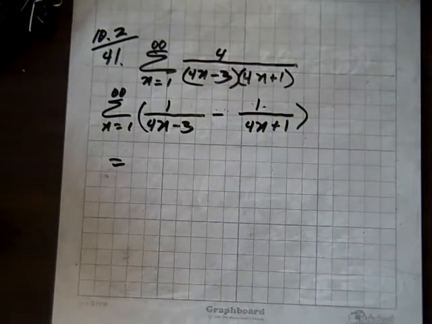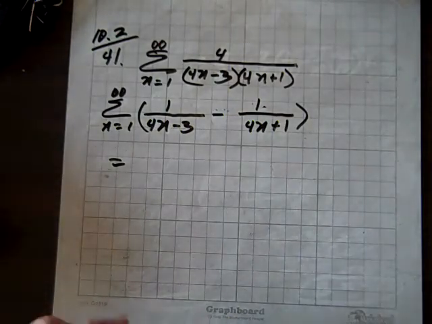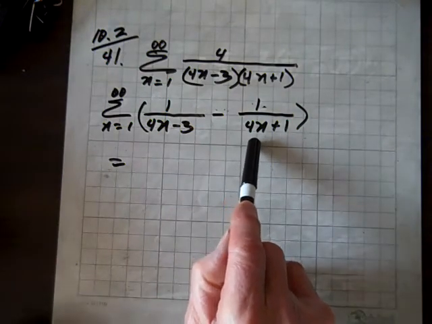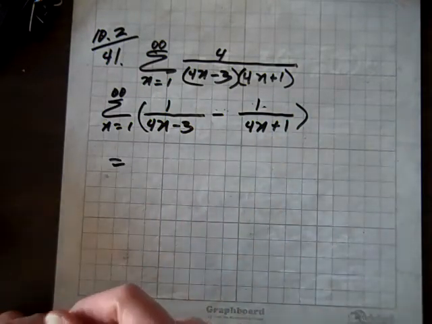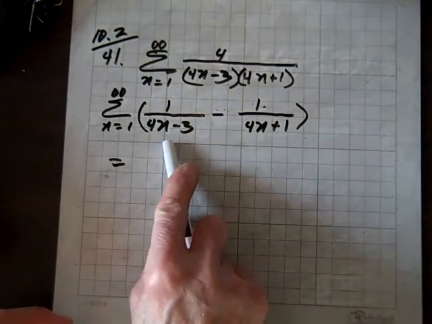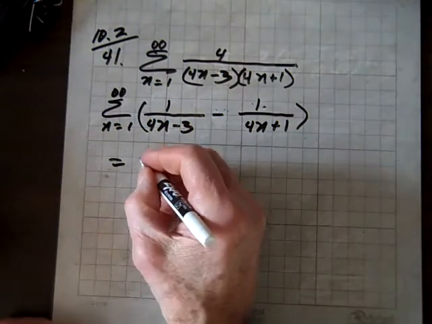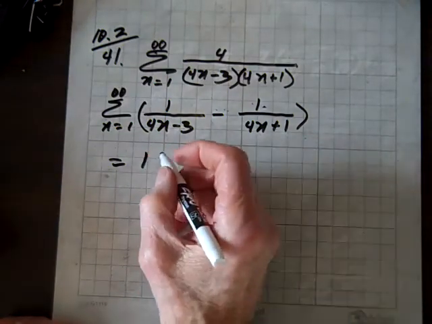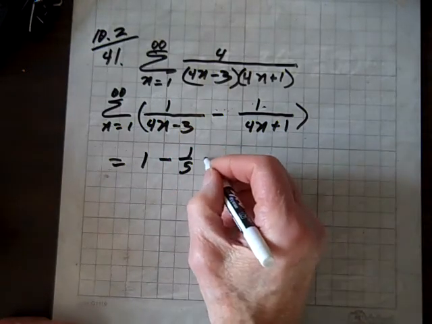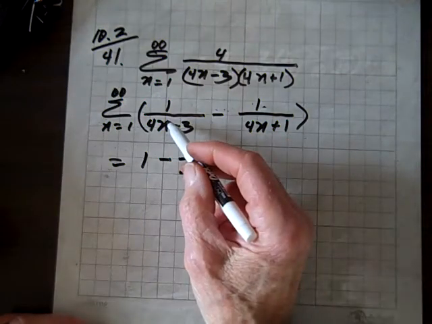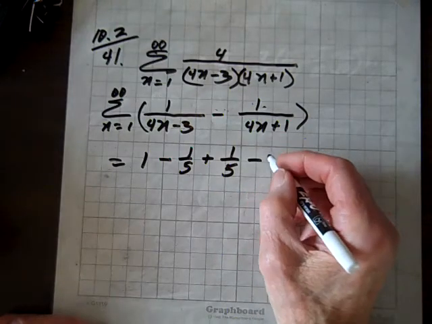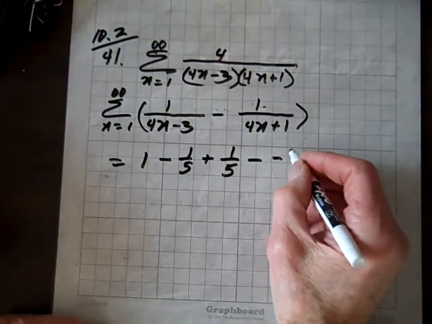Now that we have our identities for a and b, we can go ahead and rebuild what we have here in the form of two terms, and go ahead and evaluate. And if we let n equal 1, we'll get 1 minus 1/5. Plus, if we let n equal 2 here, we'll get 1/5. If we let n equal 2 here, we'll get minus 1/9.